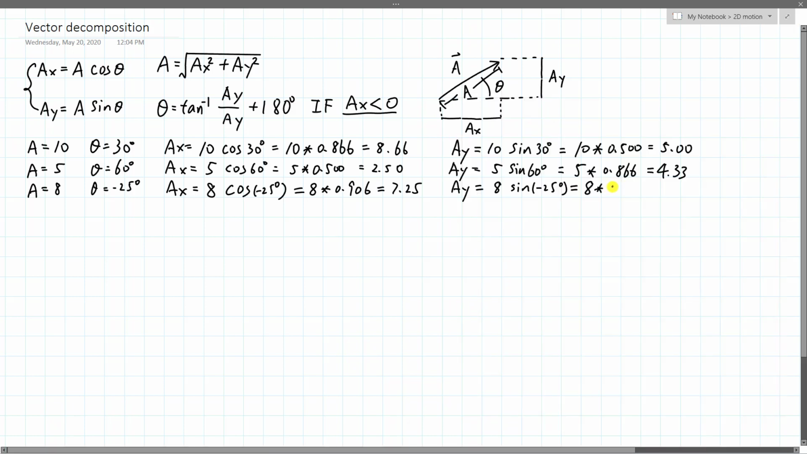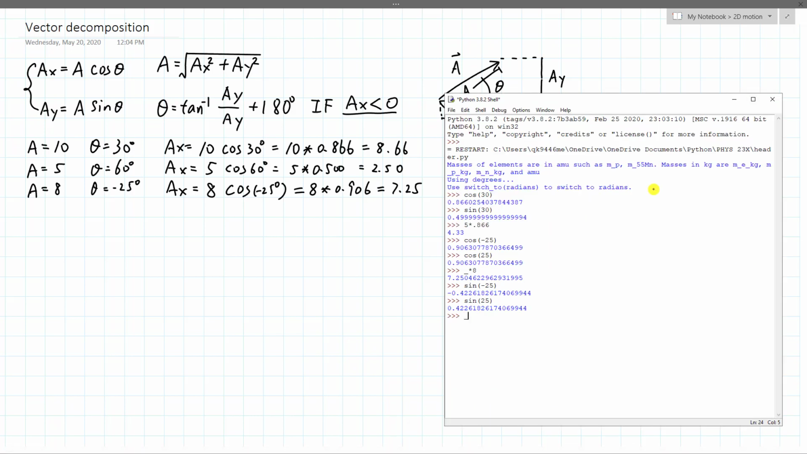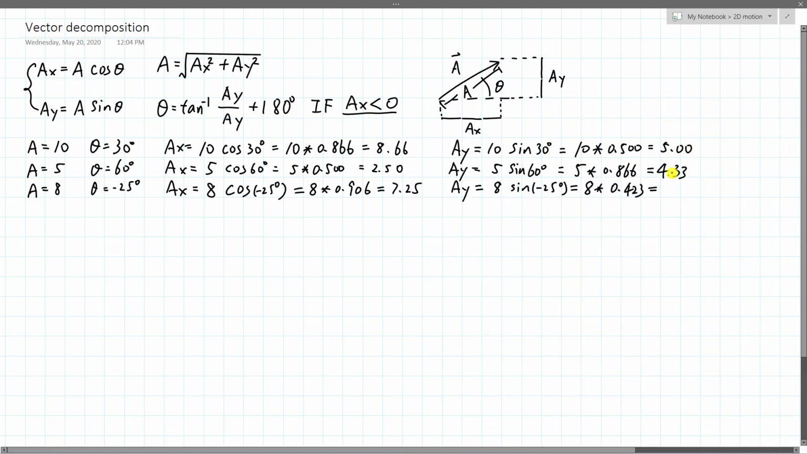0.423, and we use that answer times 8. So 3.38. Okay. Sorry, I think I forgot the important negative. Okay, move that back a little. Ooh, left a dot. Okay, so it's negative 3.38. It is negative because we anticipate this angle below the x-axis to produce a negative y component.